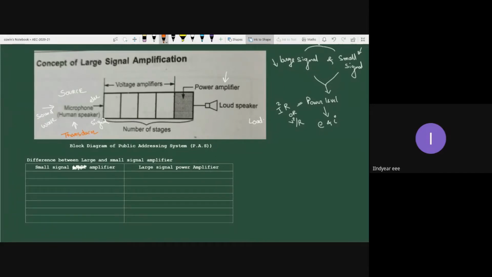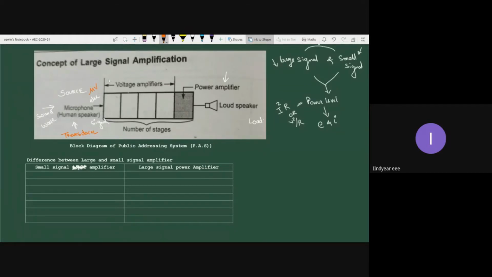Because it converts the energy from sound energy to electrical energy. Now you have to understand one fact: the signal level of this electrical signal is very, very small. It will be in the order of microvolts. The typical voltage level of the output of a microphone is in the range of microvolts.